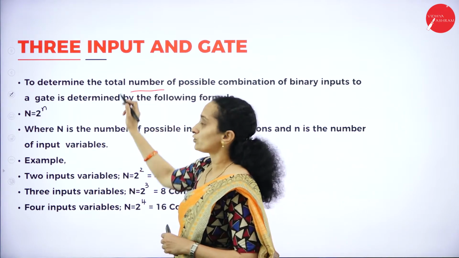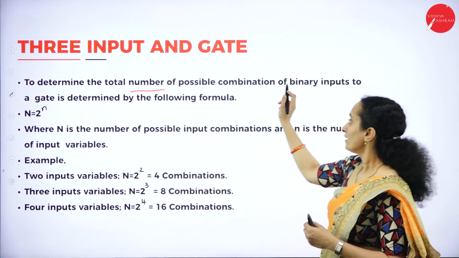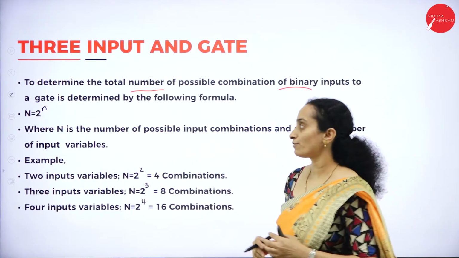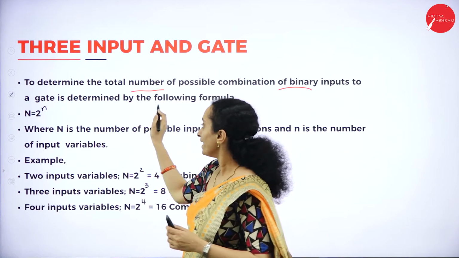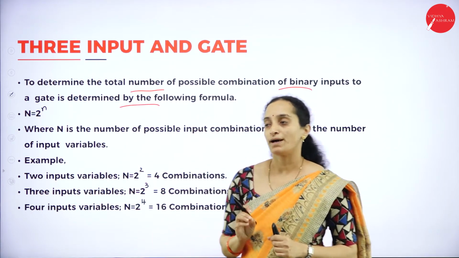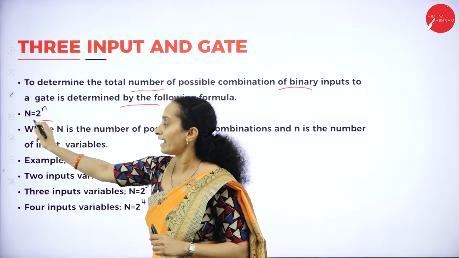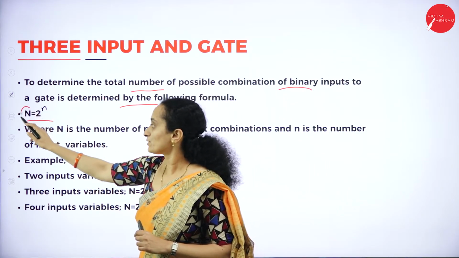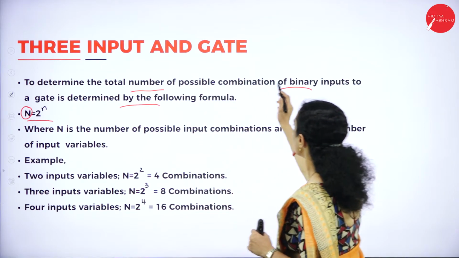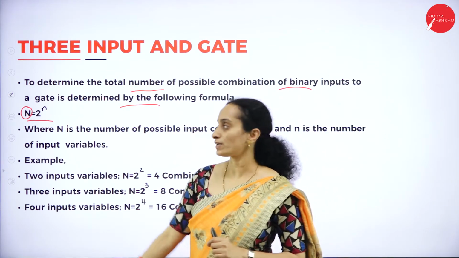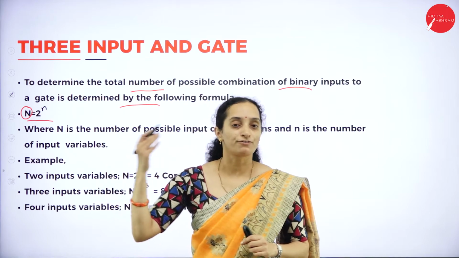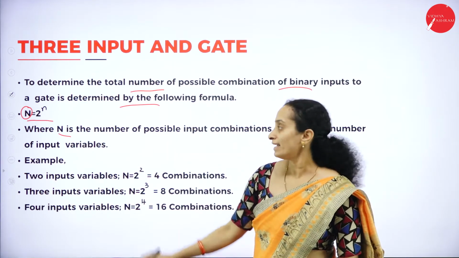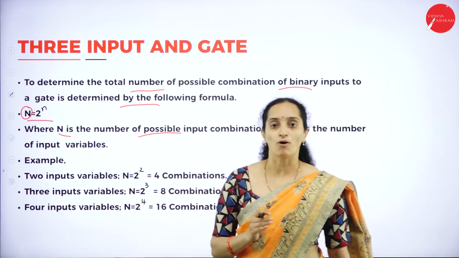To determine the total number of possible combinations of binary inputs to a gate, it can be determined by the following statement. N equals 2 to the power of n. The possible binary inputs you can get is 2 to the power of n, where n is the number of inputs.